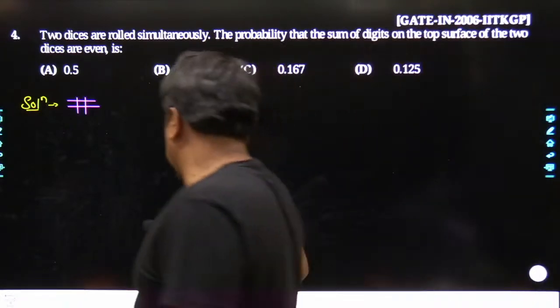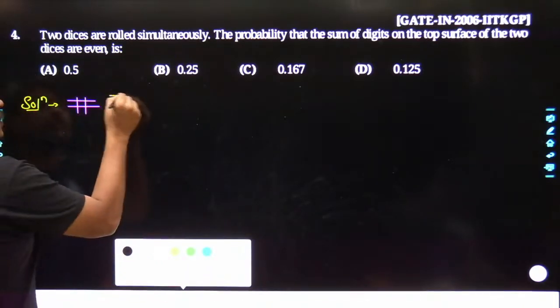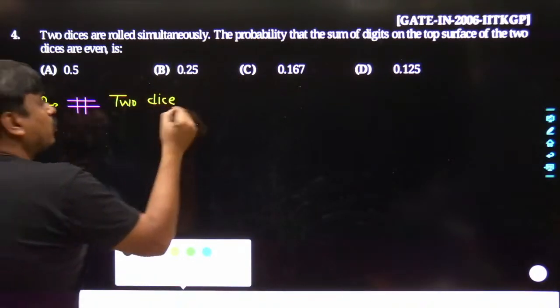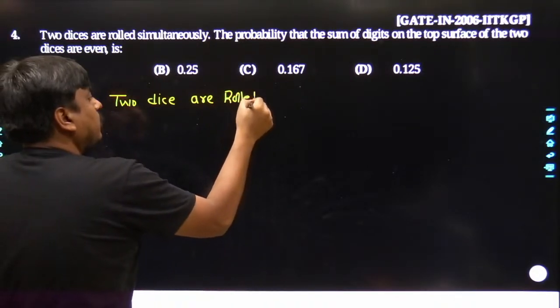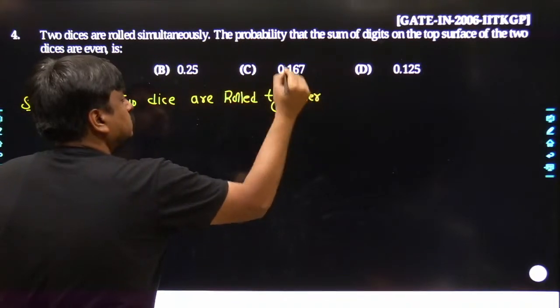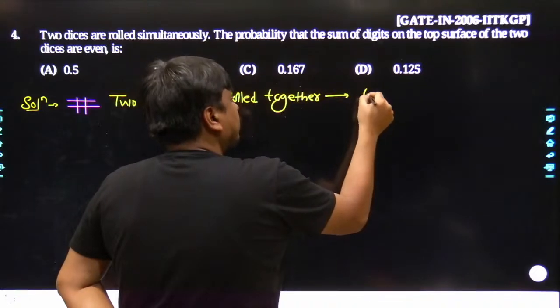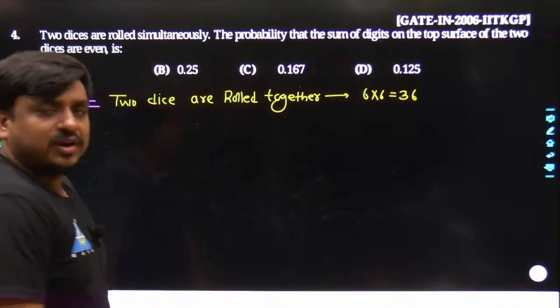So what I am saying, it has been clearly given along with this problem: two dice are rolled together. May I know how many possibilities you will have? 6 into 6, that is 36. Could you understand what I am saying?